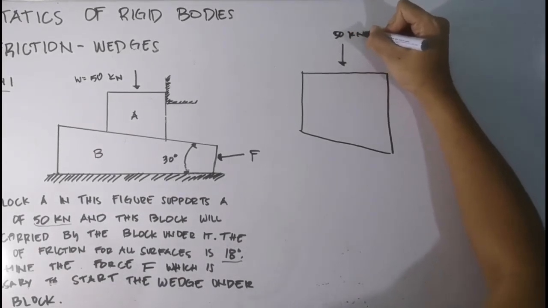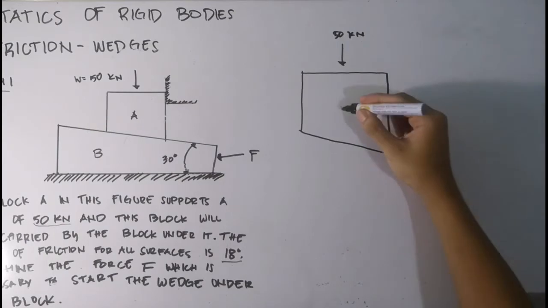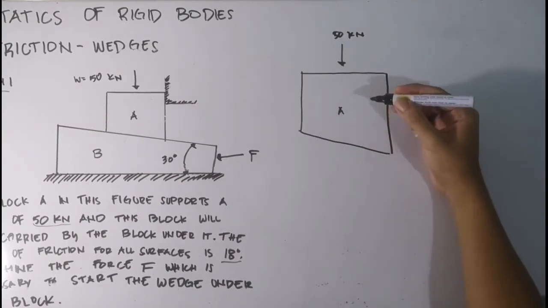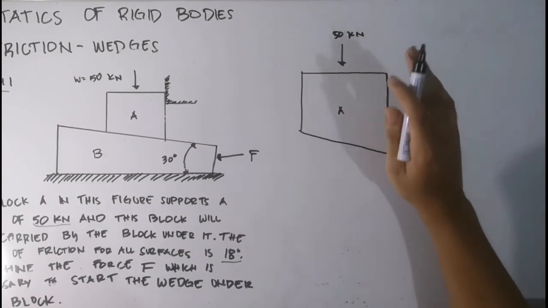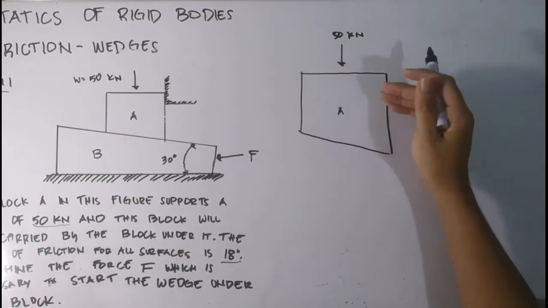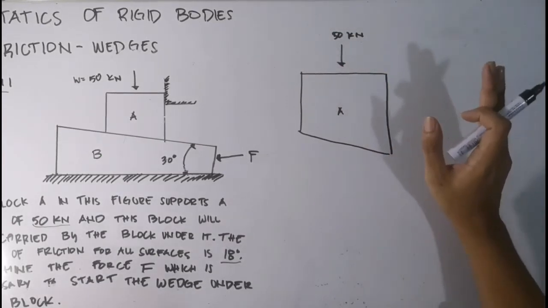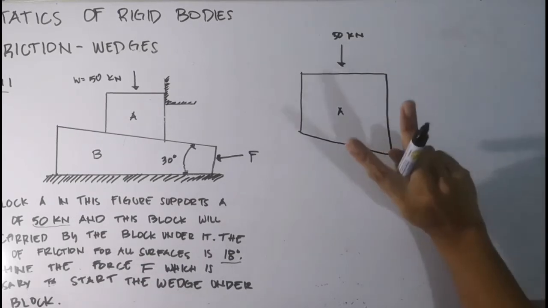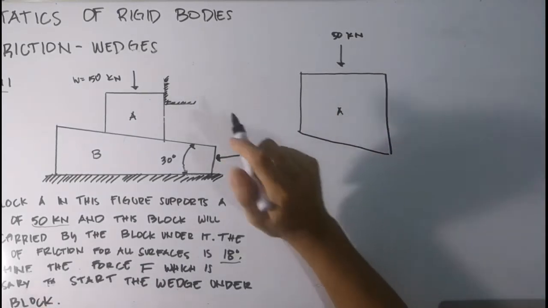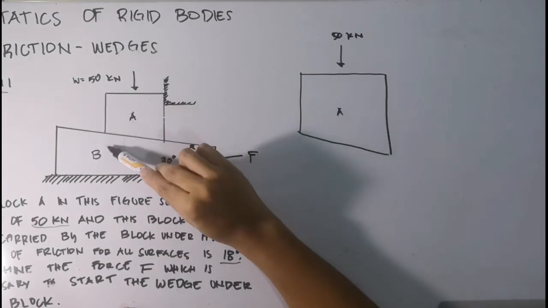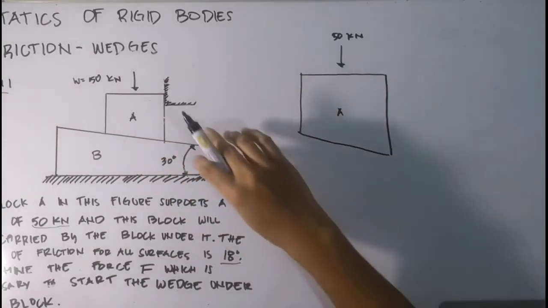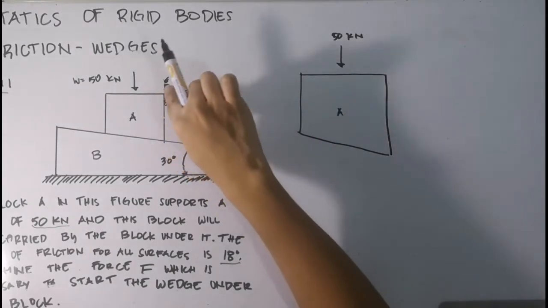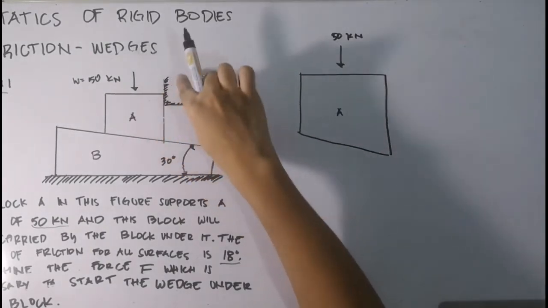$50 kilonewton, block A. As you can see, the force applied on block A, which is its weight, is going downward, so we need to resist that. Two surfaces can resist it: the surface of A and B, and the surface of the wall and A.